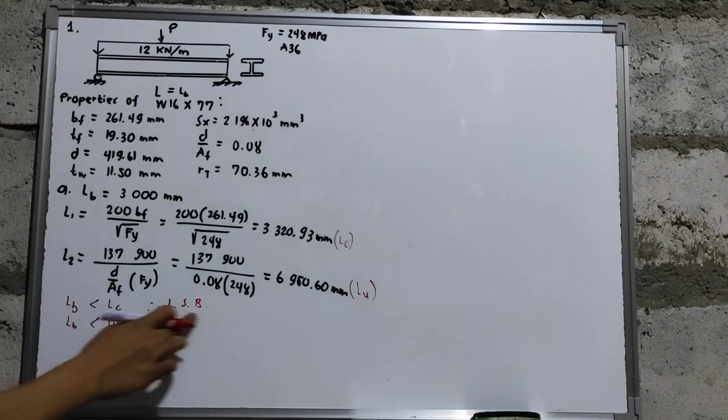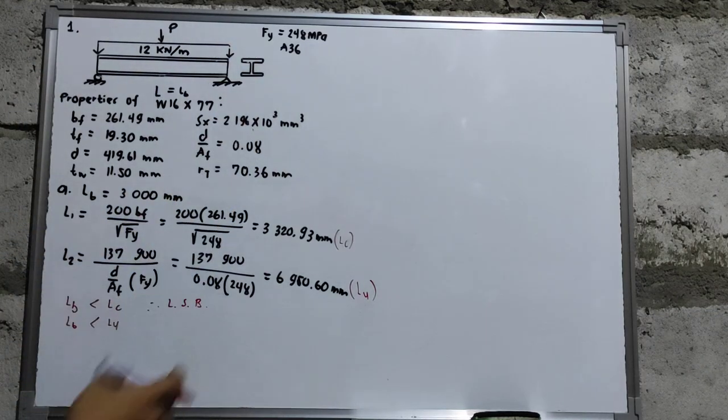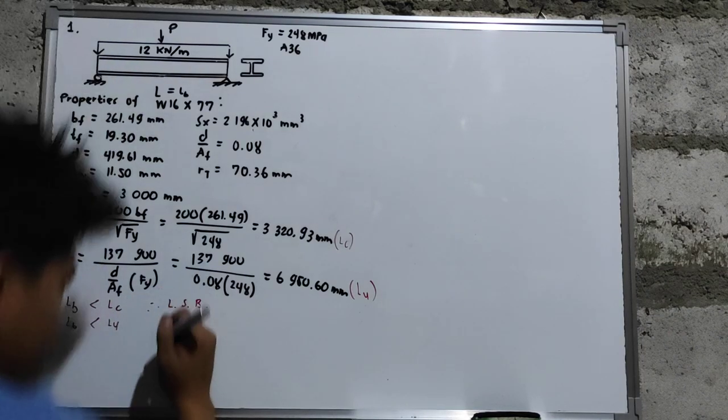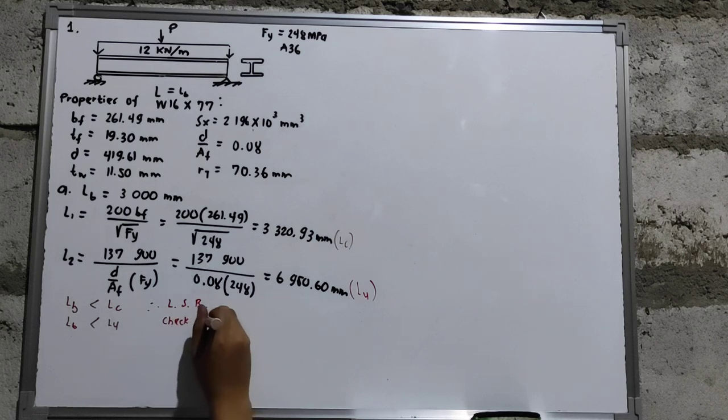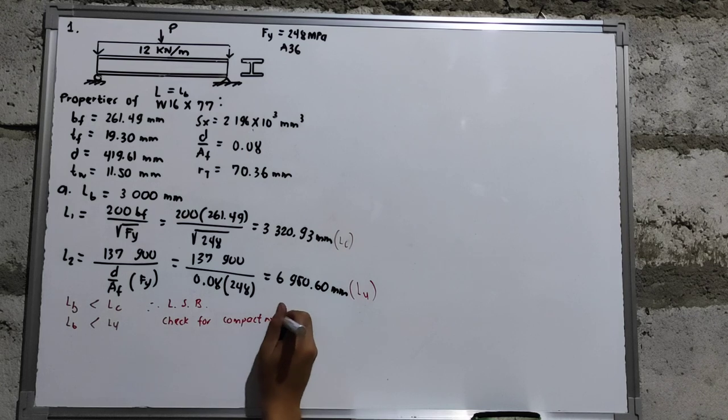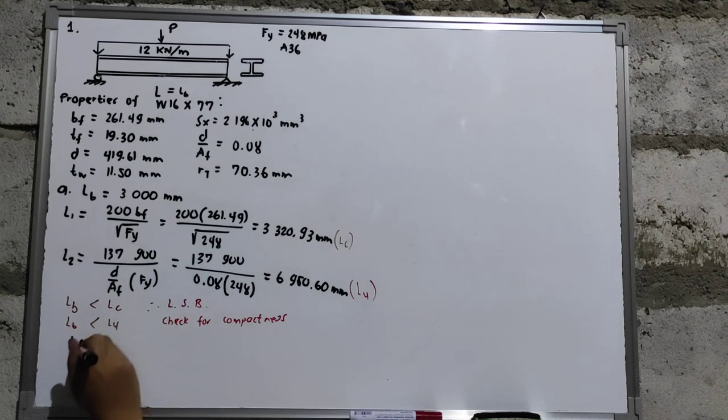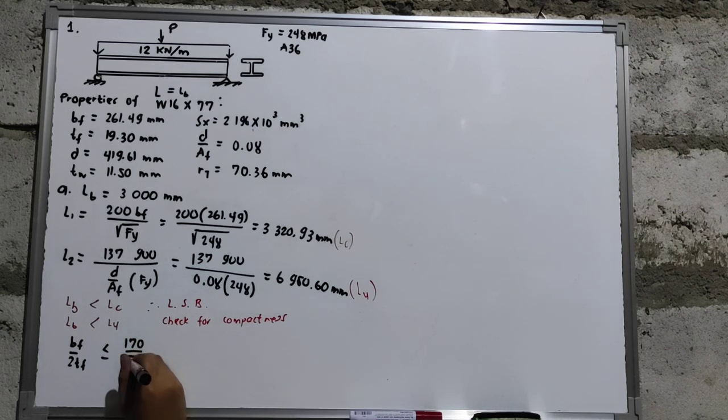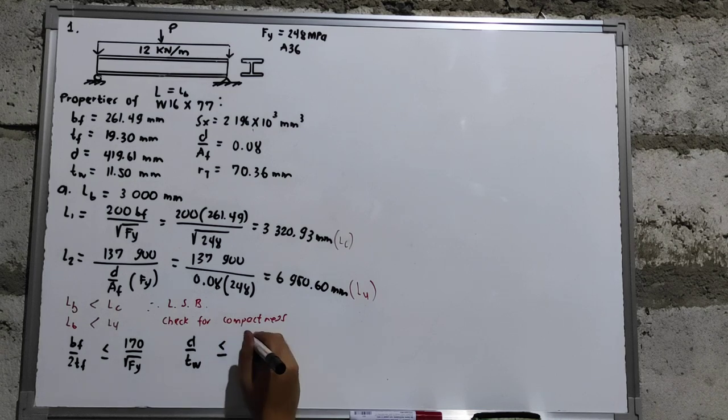So, the maximum possible bending stress that our beam can get is 0.66 Fy. To find that, let's first find out if our section is compact or non-compact. Let's check for compactness. To check the compactness of our beam, let's go back to our module number 2. These are the conditions: BF over 2TF must be less than or equal to 170 over square root of Fy, and at the same time, D over TW must be less than or equal to 1680 over square root of Fy.